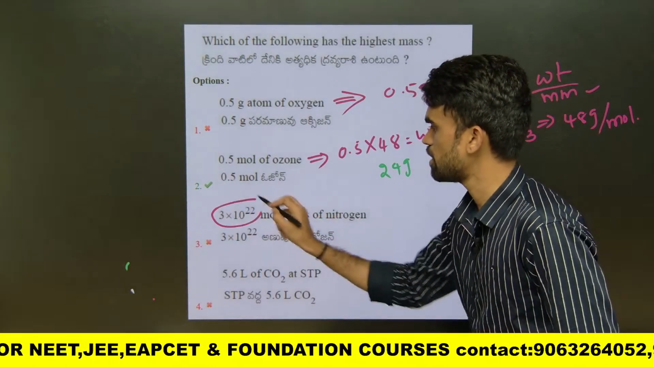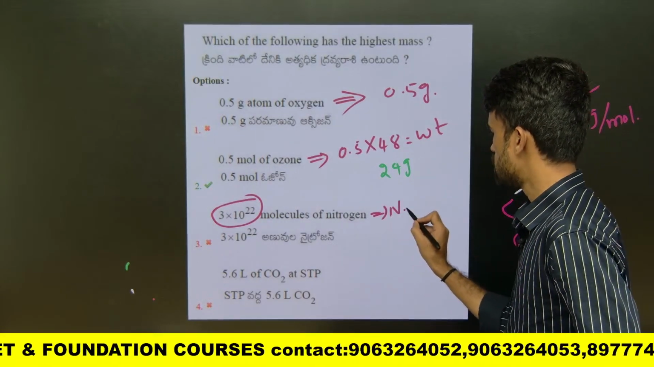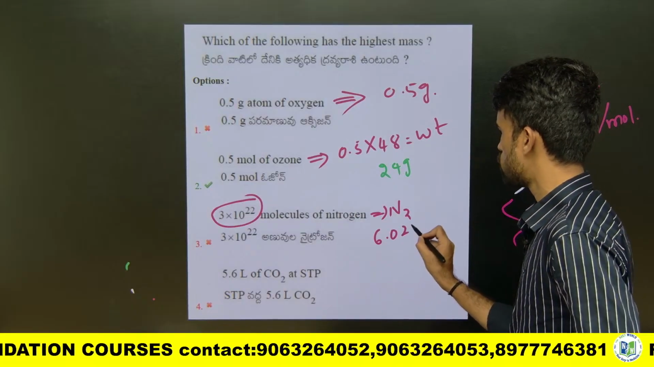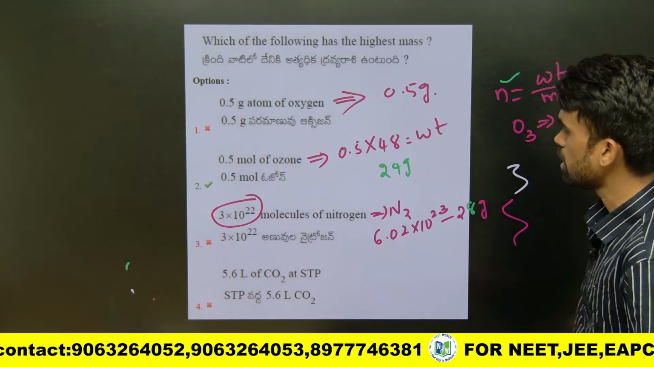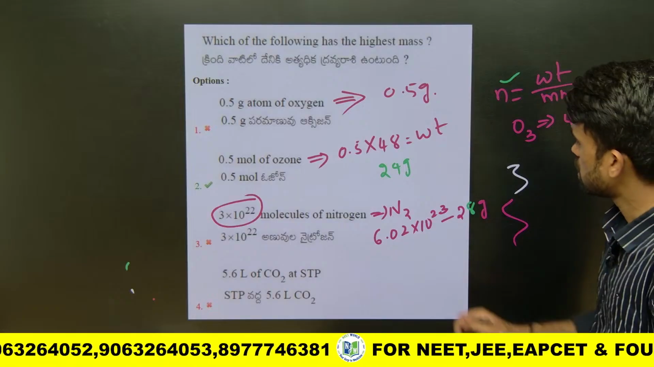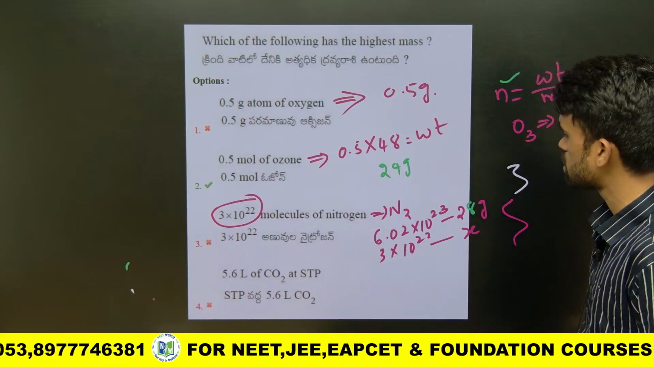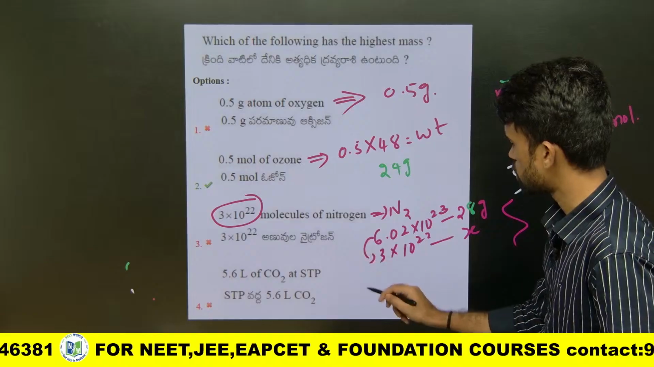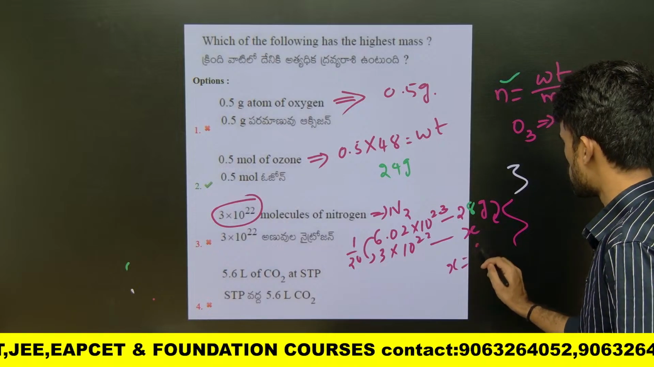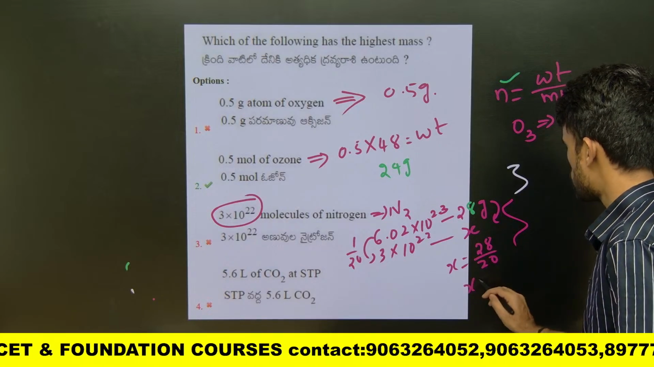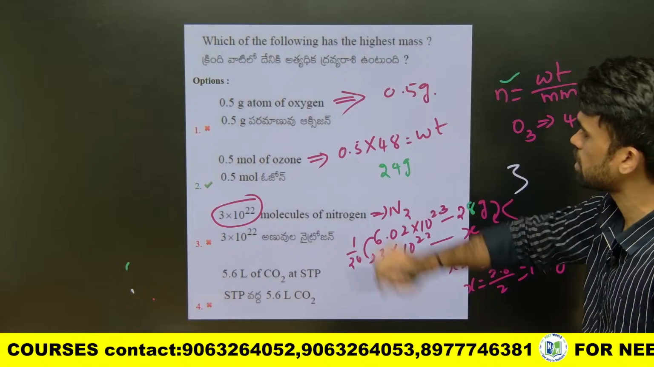Here it is given as 3 into 10 power 22 molecules of nitrogen. So N2 is given. See, if they had given 6.02 into 10 power 23, then you can say it is 28 grams of N2. Now they have given 3 into 10 power 22. Just see how many times it is reduced. It is reduced by 1 by 20 times. So here also x will be equal to 28 by 20, which is 2.8 by 2, that means 1.4 grams. So 1.4 grams of nitrogen is given.